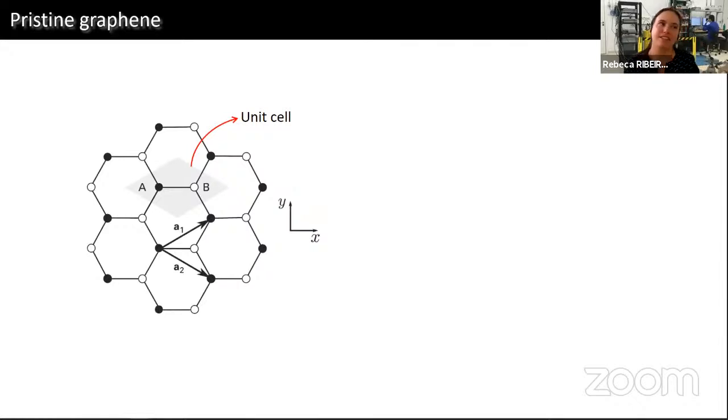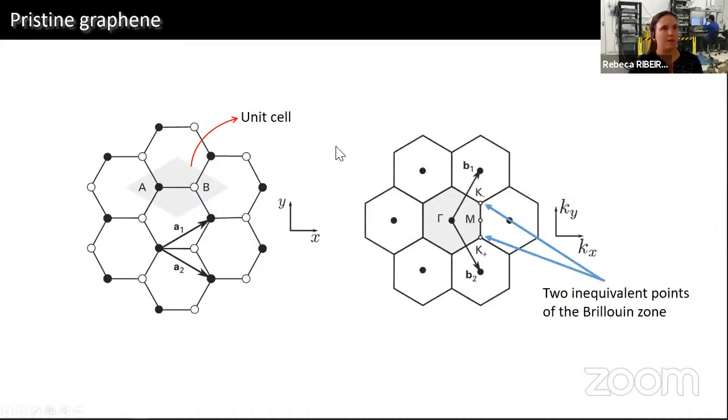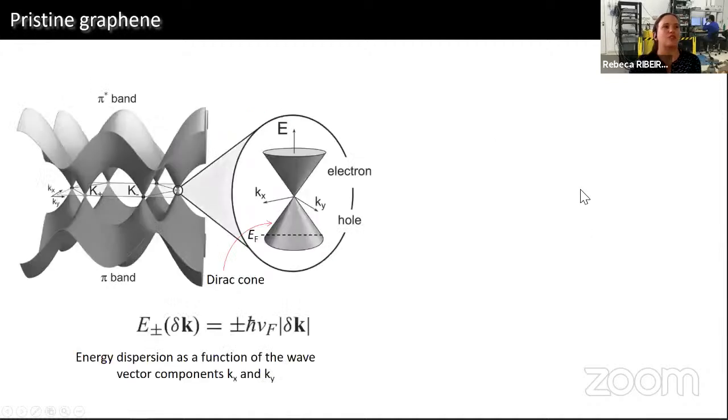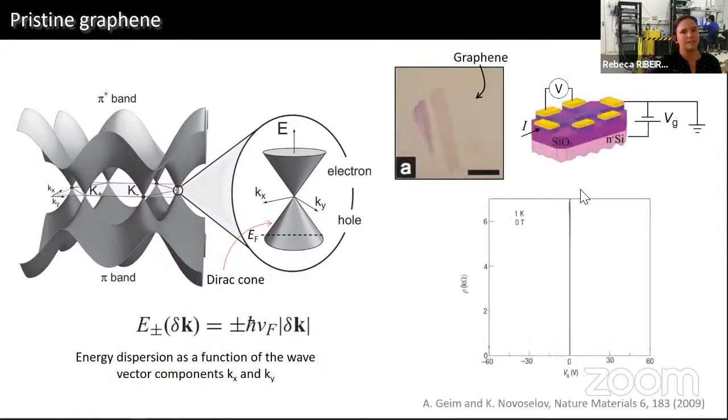So graphene, you know this very well. It's a hexagonal lattice of carbon atoms where we have two sublattices, A and B, as you can see here. Its Brillouin zone is also a hexagon, and we have two equivalent points at the corners of this Brillouin zone. So its electronic band structure is something that by now we all know by heart. It's a linear energy dispersion, and these two Dirac cones touch each other at the K and K prime points. In these are, of course, what we were talking about, the valleys.